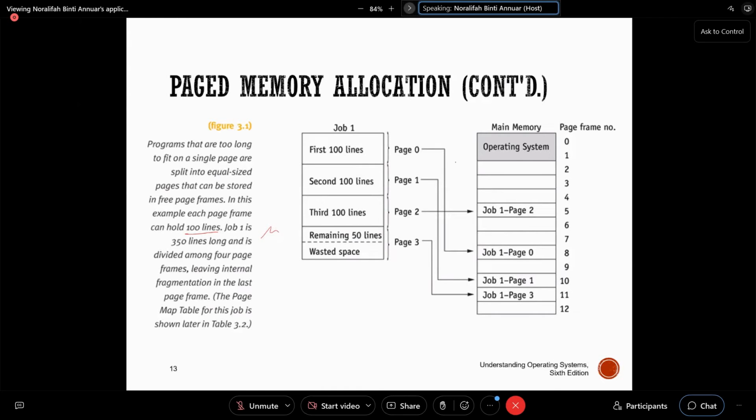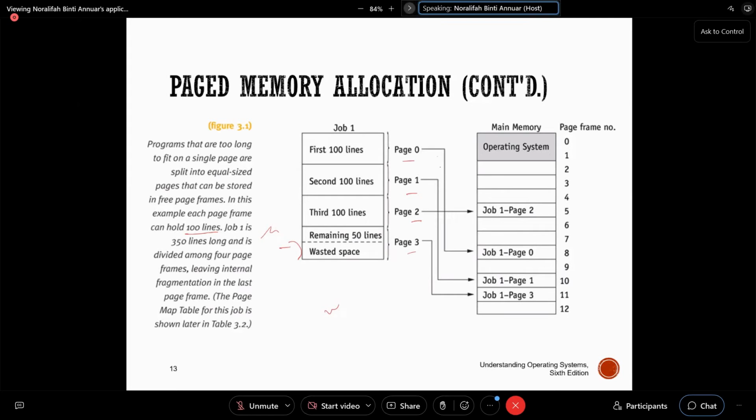But the last page ada wasted space. Okay, there will be a wasted space kat sini, leaving internal fragmentation. Now it can be loaded. Page 0, page number 1, page number 2, and page number 3. It's always start with page 0. So you have 4 pages.